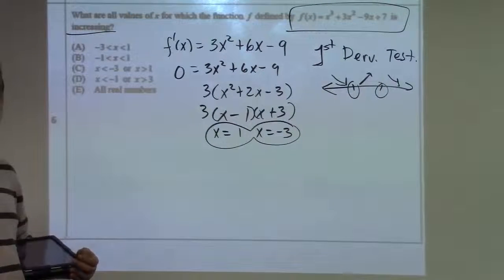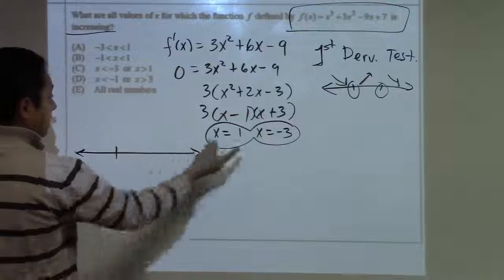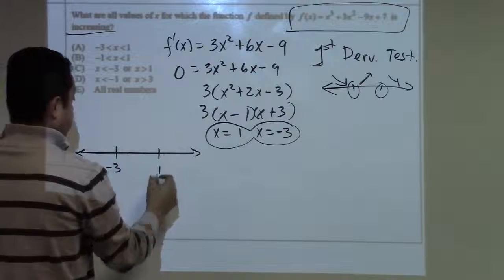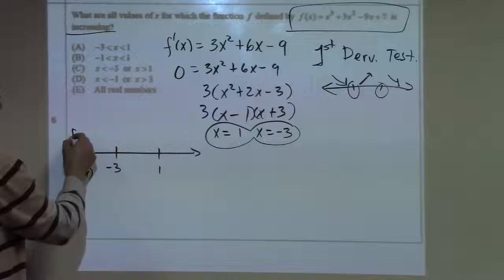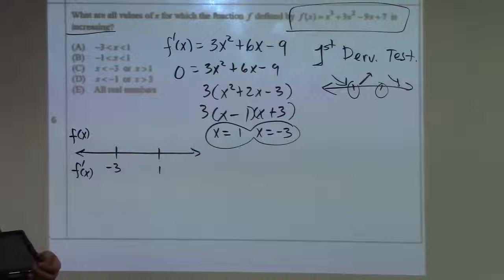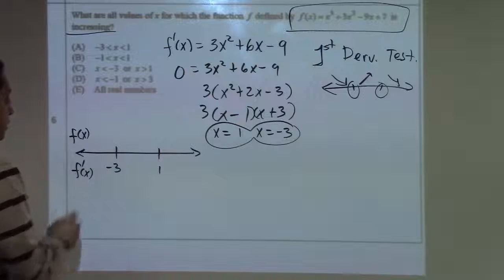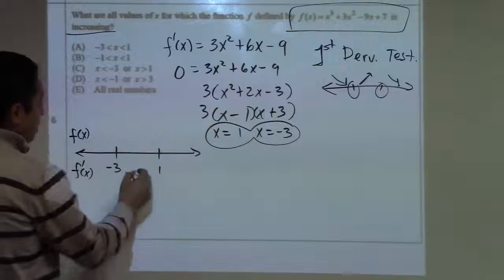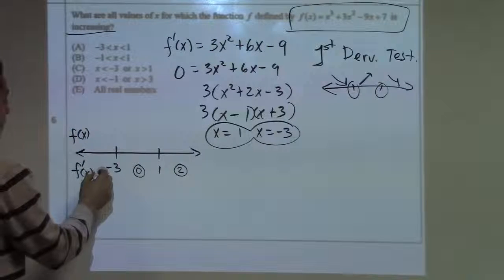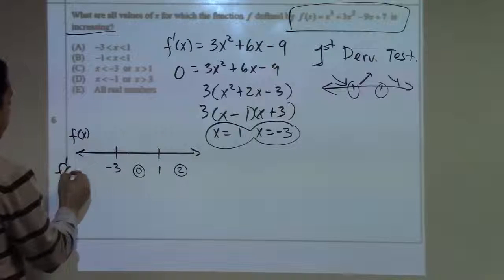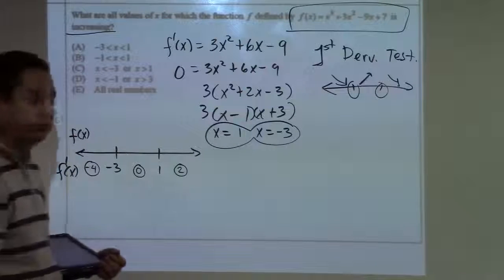Let's go ahead and put these critical numbers on the real number line. We'll put the negative 3 on the left side and the positive 1 on the right side. Here's where my derivative is going to go. And I'm describing what the original function behavior is like. So now I'm going to plug in my test points. I'm going to choose 0 for the middle, 2 for the right side, and for the left side, negative 4. Notice that I circled them so I won't get confused.